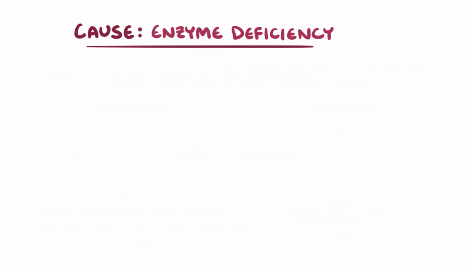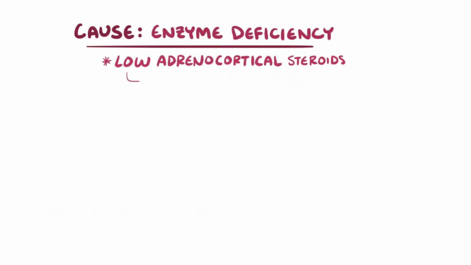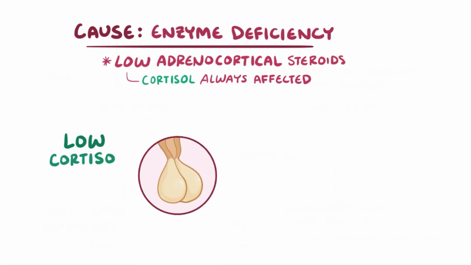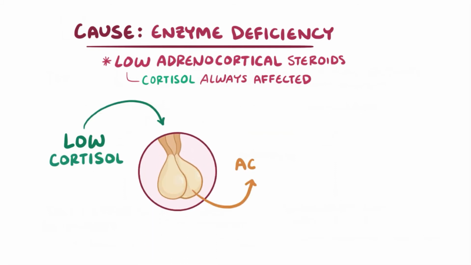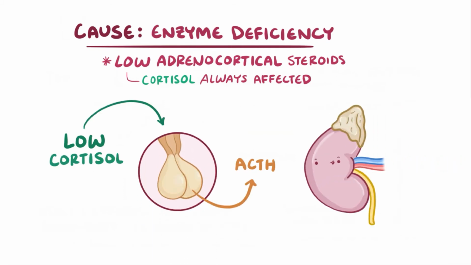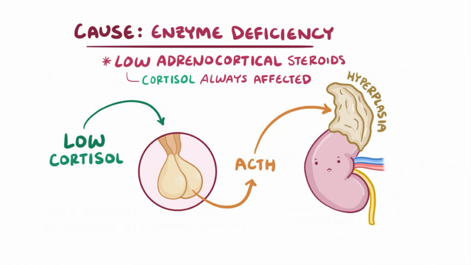Congenital adrenal hyperplasia can be caused by a number of enzyme deficiencies in the adrenal corticosteroid pathway. These enzyme deficiencies result in low levels of multiple adrenocorticosteroids, with cortisol always being one of them. Low levels of cortisol trigger the pituitary to release more ACTH, which stimulates the cells in the adrenal gland to continually proliferate. This results in the enlargement or hyperplasia of the adrenal gland.